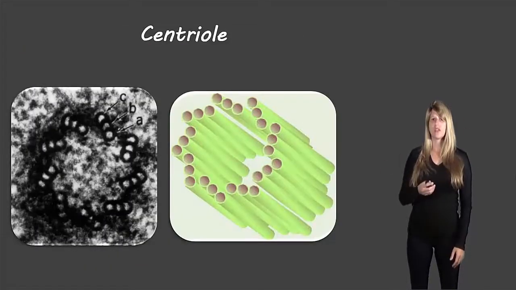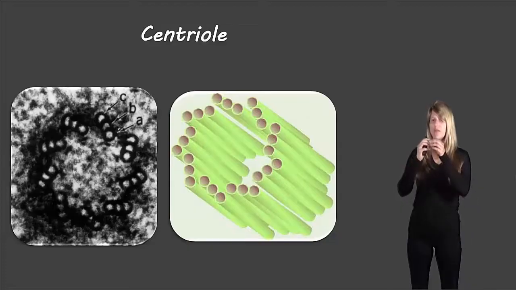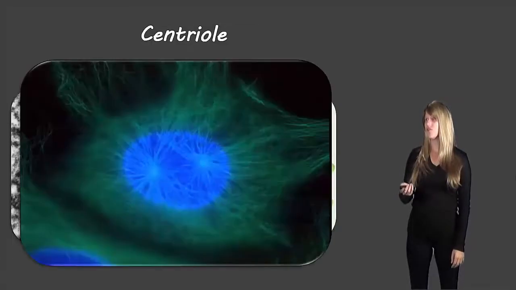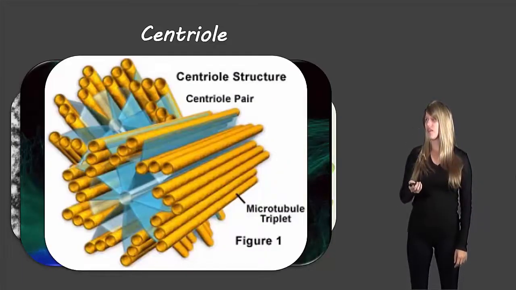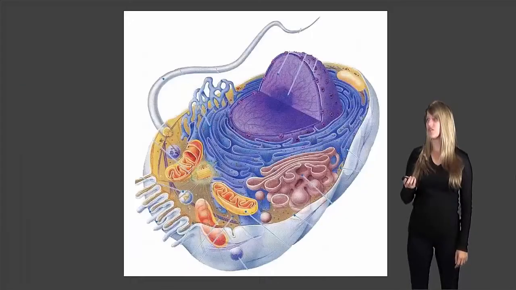So these are what the centrioles look like. They're triplets of tubules that are arranged around in a circle, and they're all almost attached together. And then you'll have two of the centrioles inside of the centrosome. So there you can see the centrosome with these two points, and those are the two centrioles. And there's another picture of the centrioles.